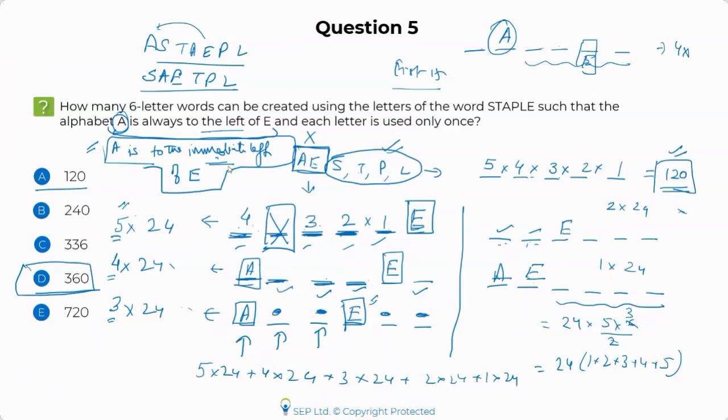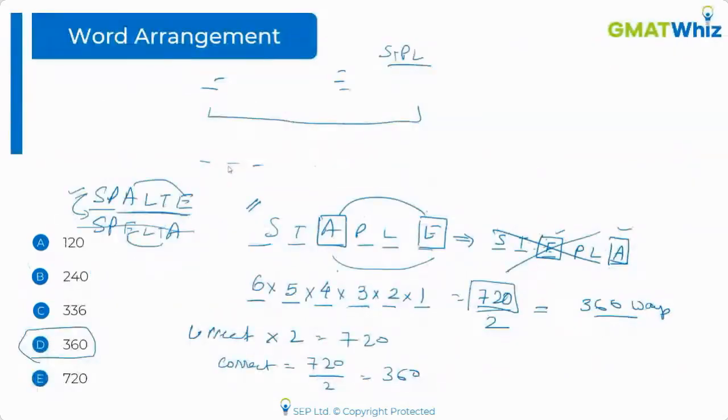No, Tejas, 6 factorial by 2 factorial means the same thing. 6, 5, 4, 3, 2, 1 is 6 factorial. And 2 factorial means basically arranging A and E. That's absolutely correct. You'll get the same answer. No, 720 by 2.